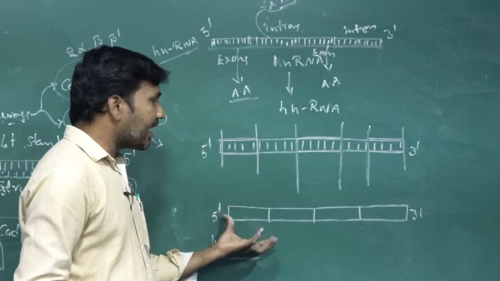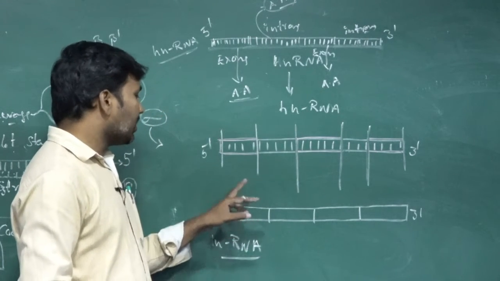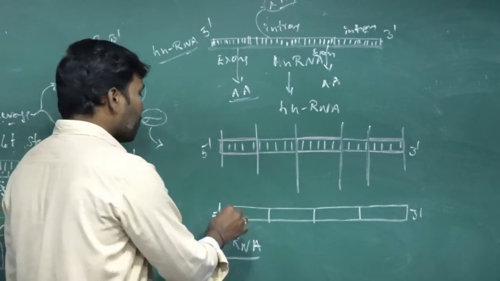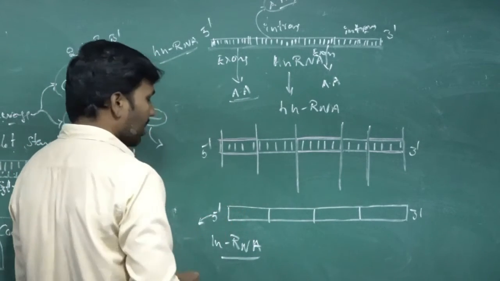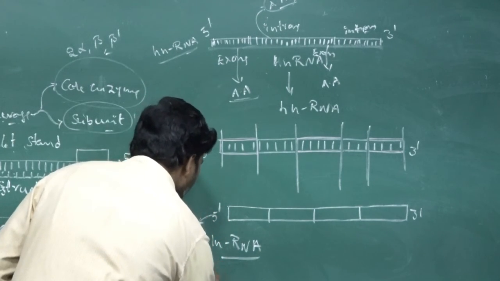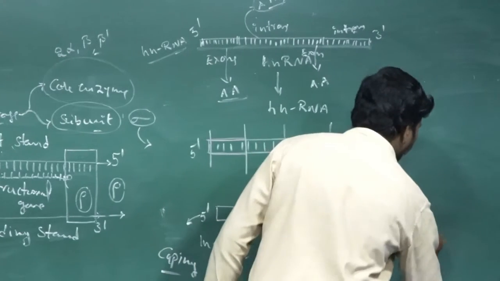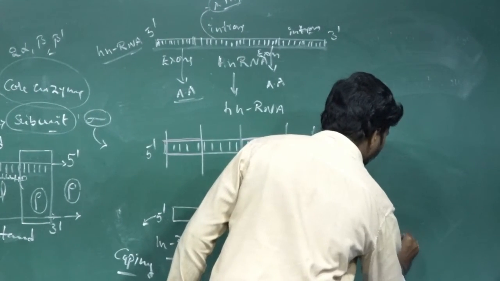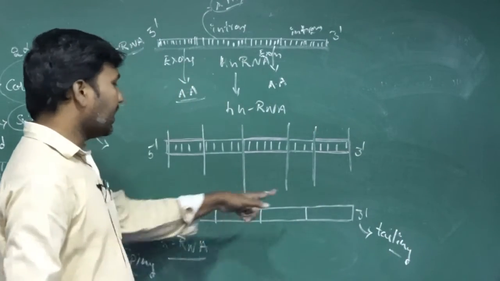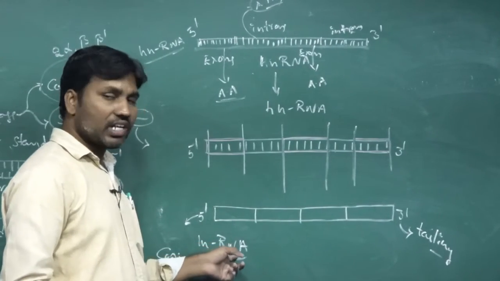But mRNA is not produced nakedly like this in the case of eukaryotes. It undergoes a certain process. The 5' end of the mRNA undergoes capping, and the 3' end of the mRNA undergoes tailing. Capping and tailing are the two processes that occur in mRNA synthesis.